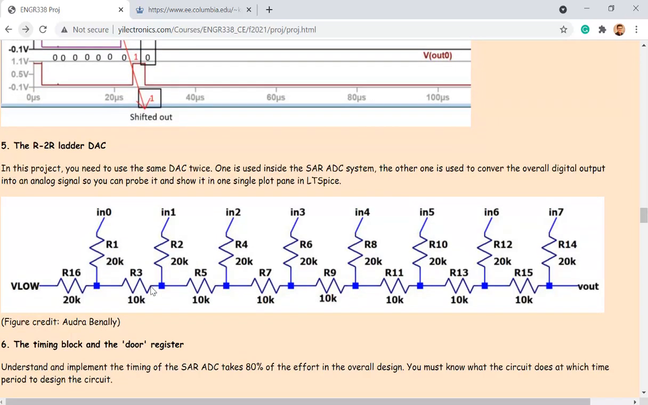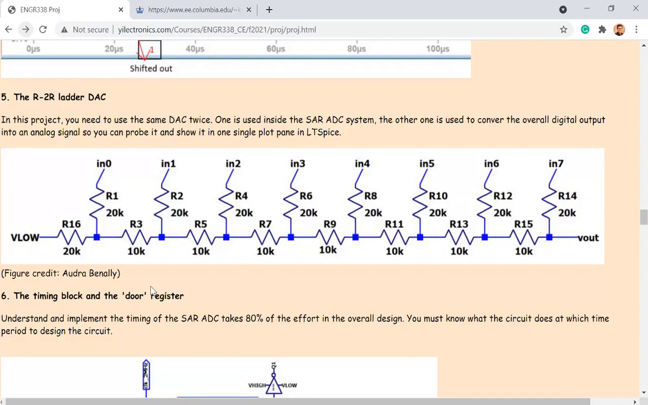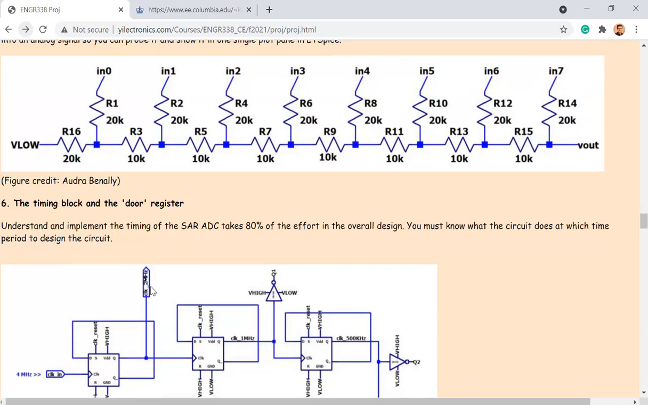Now, R2R DAC. Just use a... do we need a quiz on this? Another quiz on R2R? Superposition? No? Hit it?